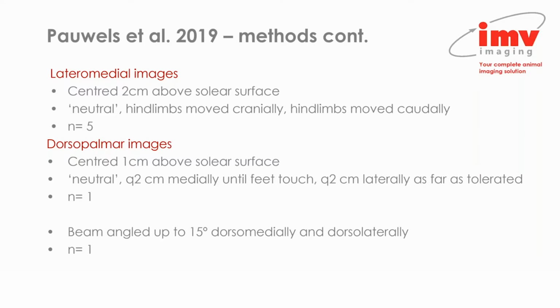They did also look at the effect of angling the beam up to 15 degrees towards dorsomedial and dorsolaterally, again only doing in 1 horse. However, what they were doing here wasn't actually related to the stance of the horse, so I haven't discussed this any further.